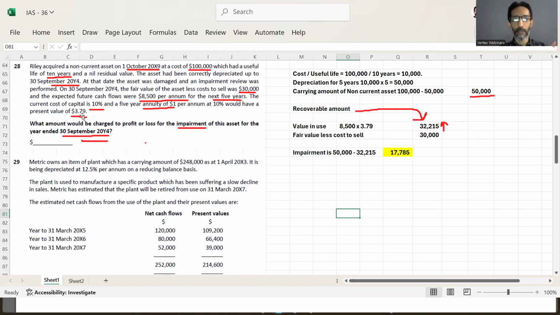If you take the discount factors at 10% for 5 years separately, you will arrive at the same value of 32,215. So this is just to speed up the process. Okay, very good. Let me just clear the drawings before we move on to the next question.